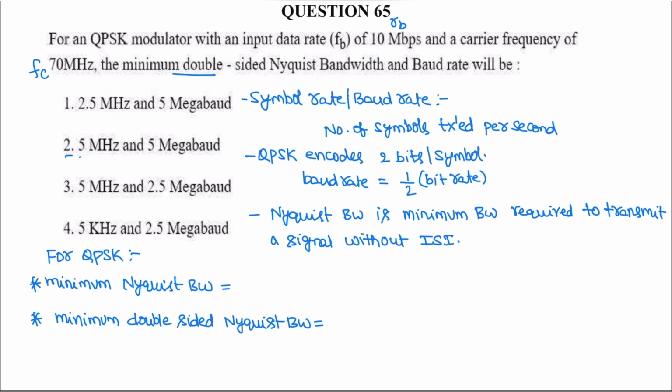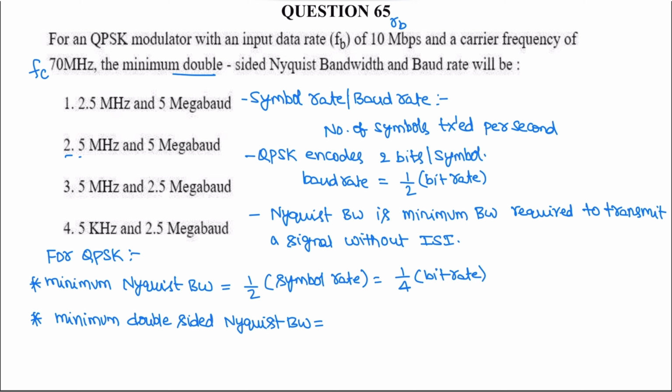So the bit rate is twice the baud rate, because in QPSK 2 bits are encoded in each symbol. Nyquist bandwidth is the minimum bandwidth required to transmit the signal without inter-symbol interference. For QPSK, minimum Nyquist bandwidth is half of the symbol rate. The symbol rate is 1 by 2 times the bit rate, so that is 1 by 4th of the bit rate in case of QPSK.